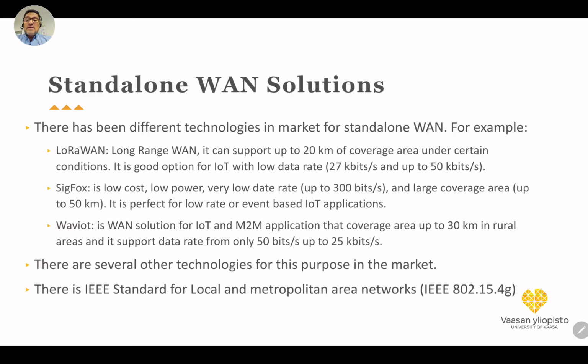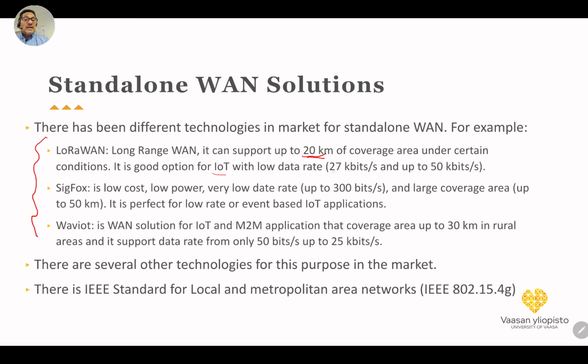So we have here, I just bought 3 solutions available now. This is long range WAN, and in this long range WAN, it can support up to 20 kilometers under a certain condition. And actually inside city they said that it is about 5 kilometers only, and it is a good option for IoT with a low data rate.